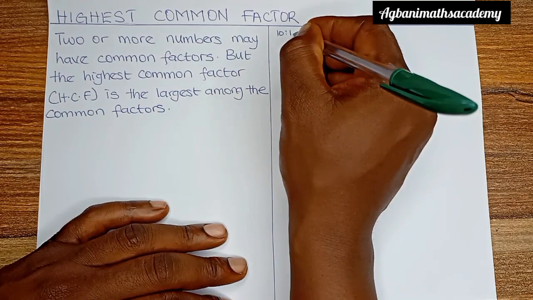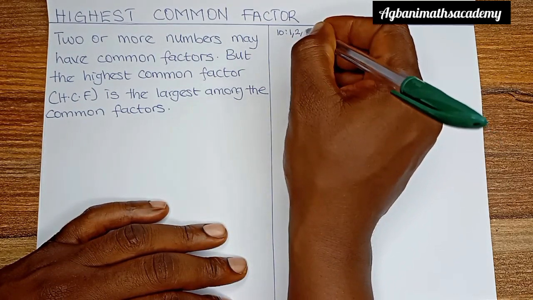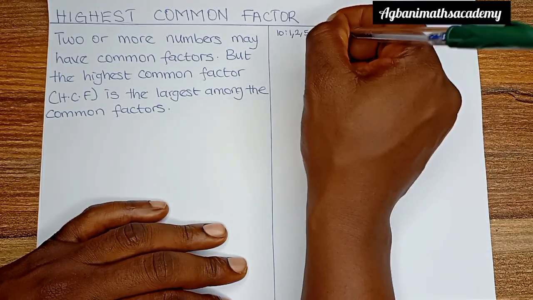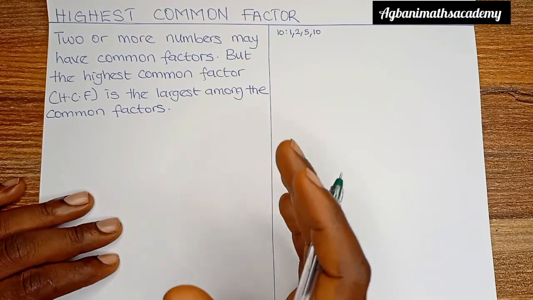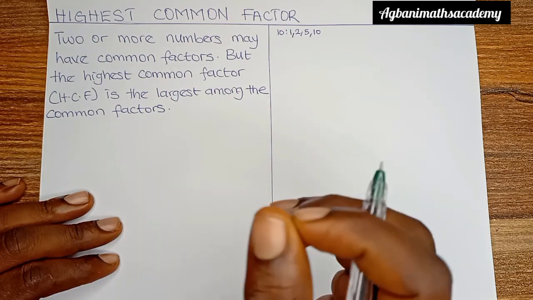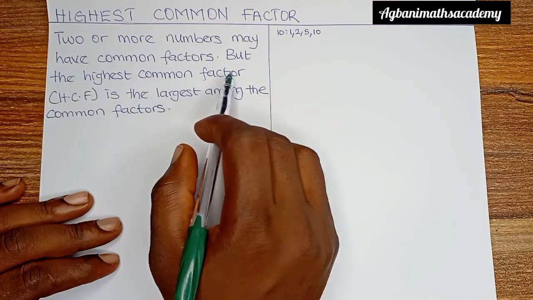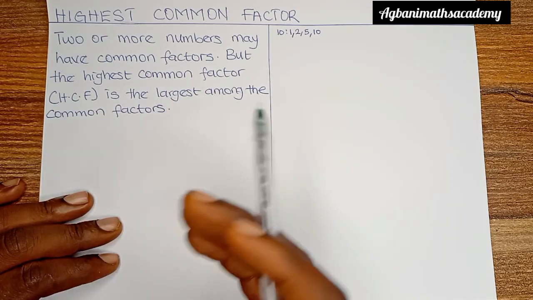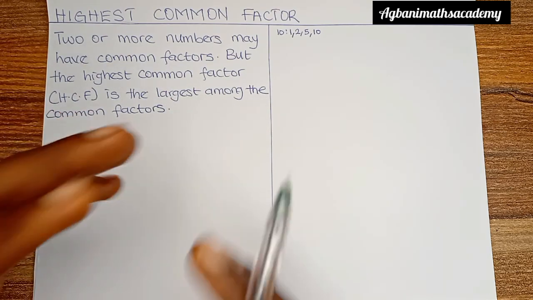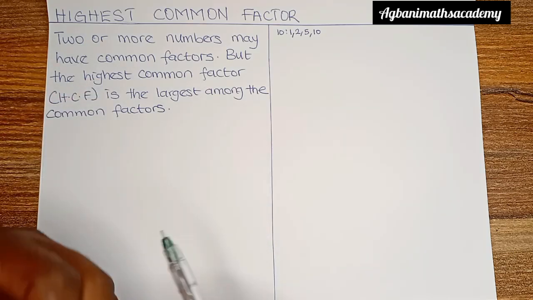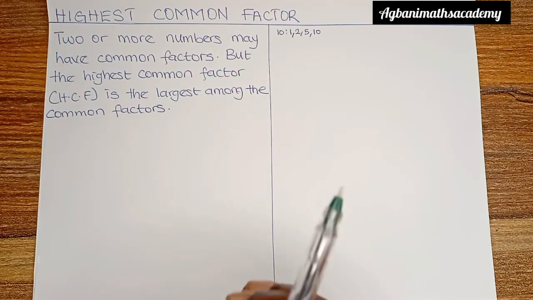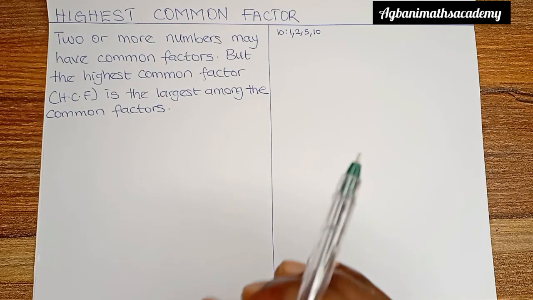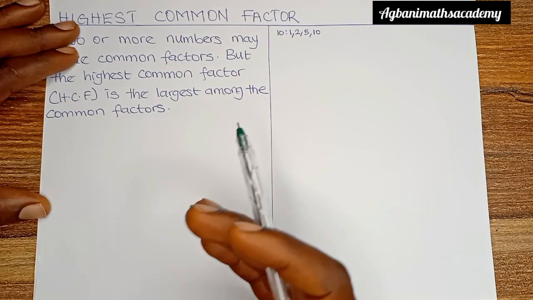The second factor of 10 is 2. The third is 5. And the highest factor of 10 is 10 itself. Okay? So now, two or more numbers can have common factors. But the highest common factor, HCF, is the largest among the common factors. So when you have two or more numbers that have common factors, the HCF of this group of numbers is the highest number among the common factors. Let's look at an example here.